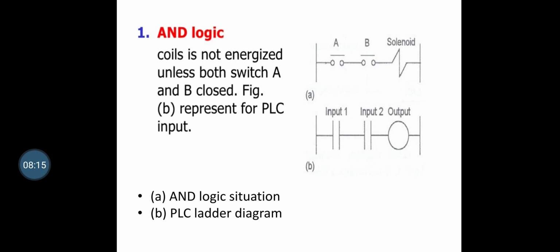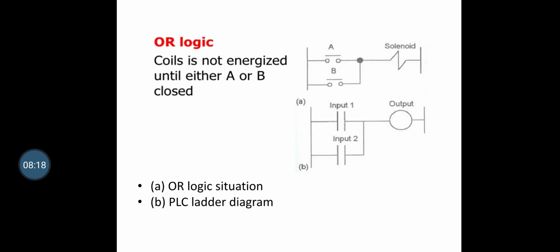So the diagram shows that. Next we are going to see the OR logic functions. The diagram shows the coil is not energized until either A or B is closed. Diagram A shows the OR logic situation. Diagram B is the PLC ladder diagram, showing push buttons A and B and the solenoid output. How does it work? The coil is not energized until either normally open switch A or B is closed. This situation is an OR logic gate.